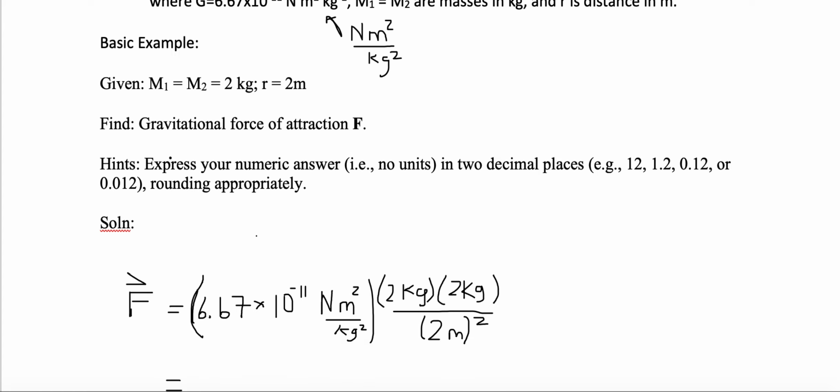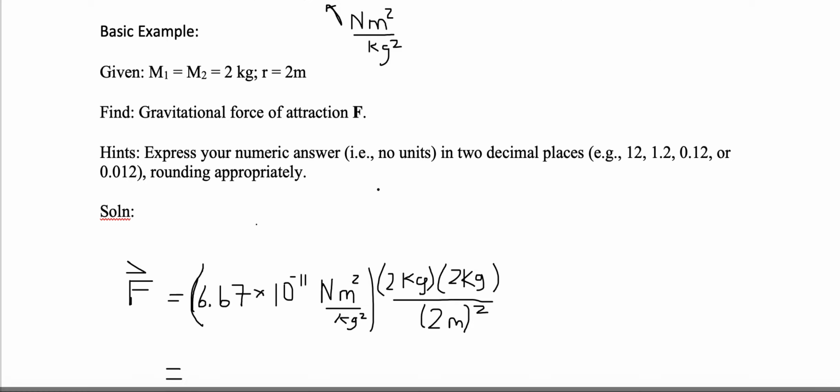So we have hints. Express your numeric answer. That means no units, just the number, in 2 decimal places. For example, 12, 1.2, 0.12, or 0.012. You only count the zeros to the right of the number, and since there's only 2 numbers here, it's still 2 decimal places in 0.012.